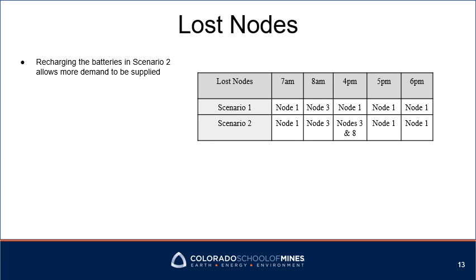Here we have which nodes are lost throughout the day. You'll notice that in the middle of the day, we are actually able to supply all the power, which you'll be able to see later on as well in some graphs. When we did have to lose a load, these are the loads that were shed. At 7 and 8 a.m., we lost the same nodes, 1 and 3, between the 2 scenarios. But at 4 p.m., due to recharging the batteries and the higher lost load penalty, we had a little bit more supply available to us in scenario 2, so nodes 3 and 8 were turned off, and we were able to supply a little bit more demand in that time slot.